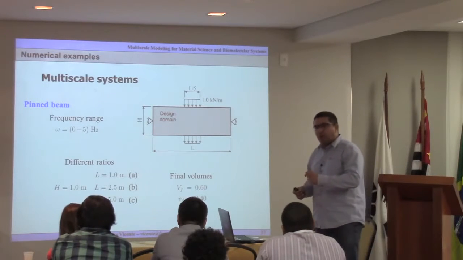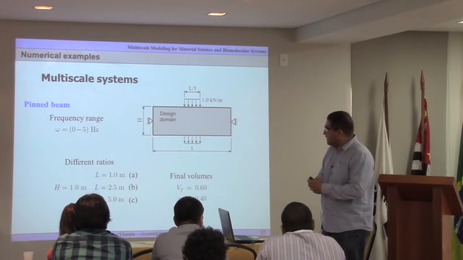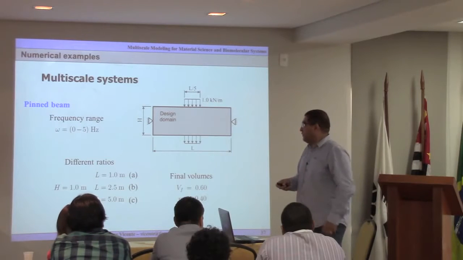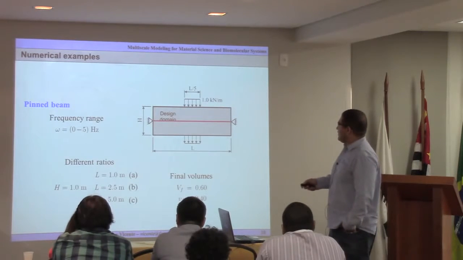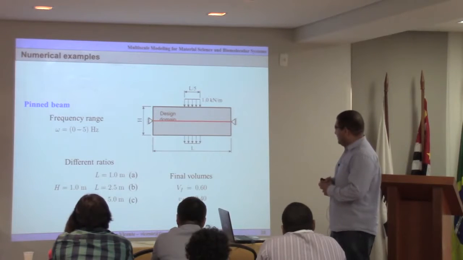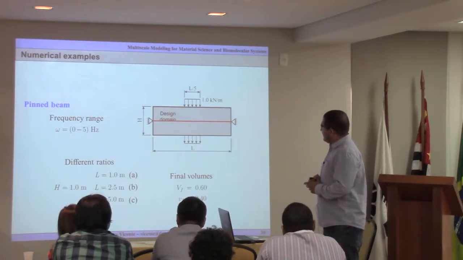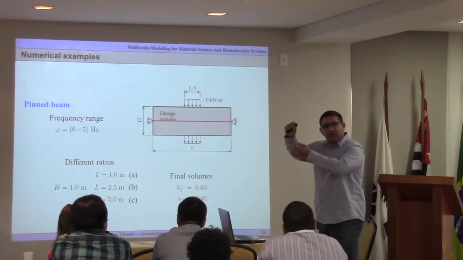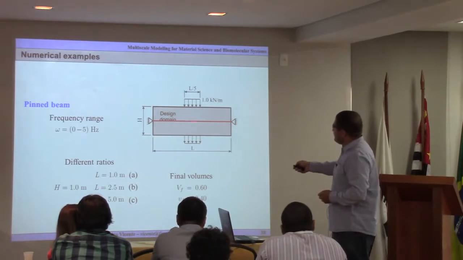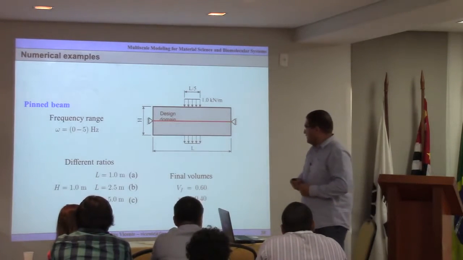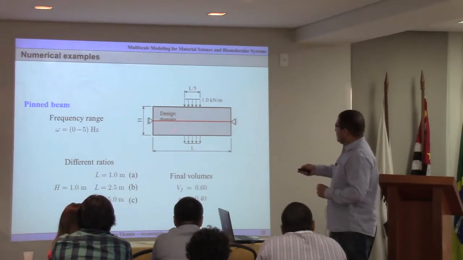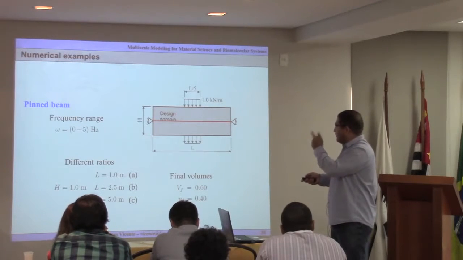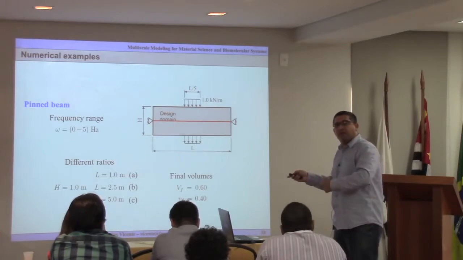Then another kind of problem is when we consider a multi-scale system, so we should optimize the macro structure and the material of the structure. Here we want to minimize the displacement of this beam that is subject to a harmonic external load. So the beam is vibrating, and I want to minimize the displacement in the central part of this beam. For this, I should find the best design of the macro structure and the material.